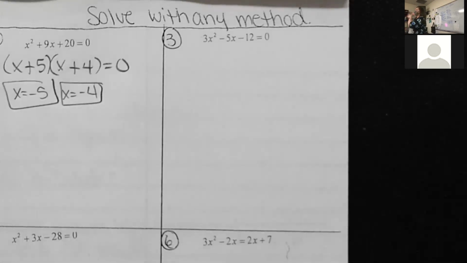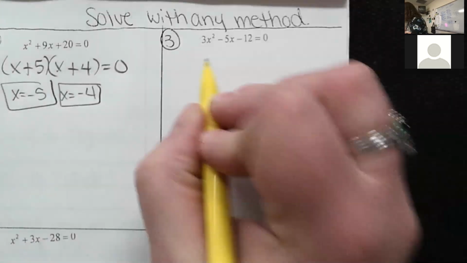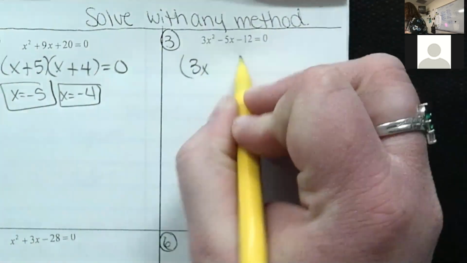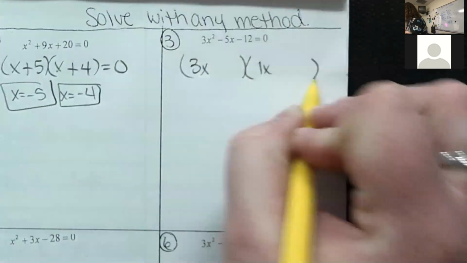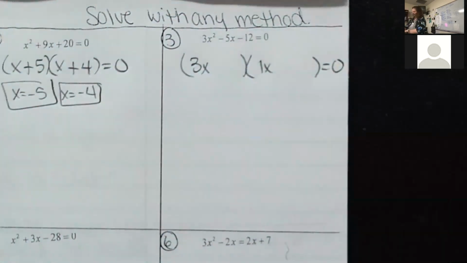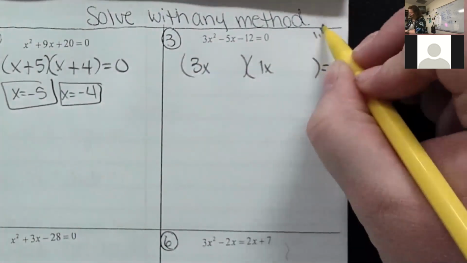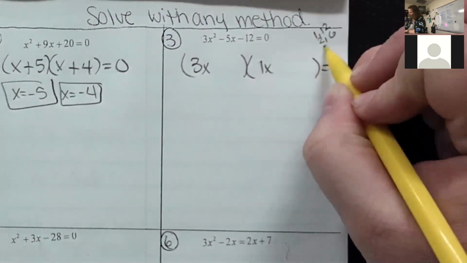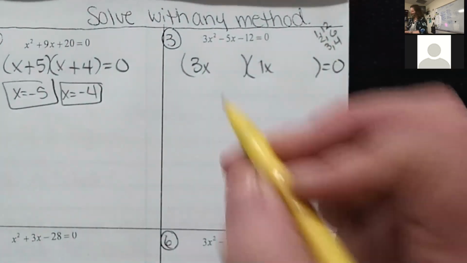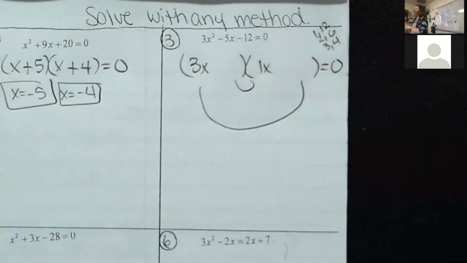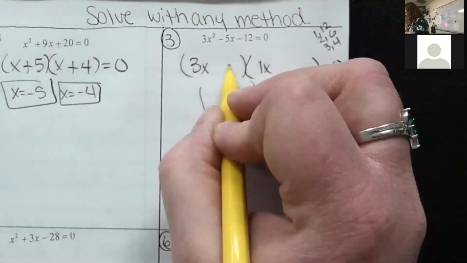Number 3. Is it equal to 0? Yeah, okay. Is there anything I can take out of all of them? No, because 3 doesn't come out of 5, unfortunately. Remember, these ones are kind of icky. The only way to get to 3 are 3 and 1. Factors of 12: 1 and 12, 2 and 6, 3 and 4. Which ones should you try first? 3 and 4. Okay, so I'm going to put 3 here, 4 here.